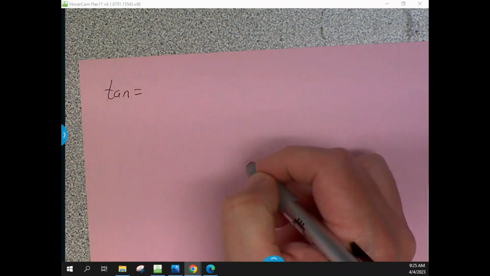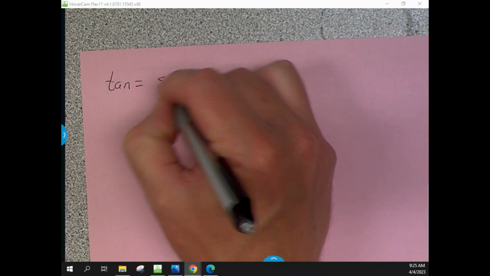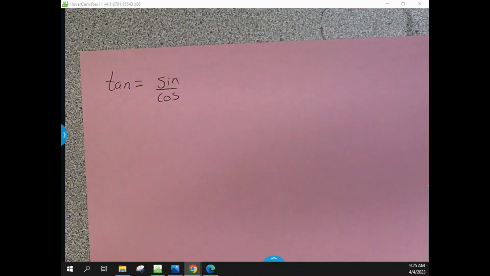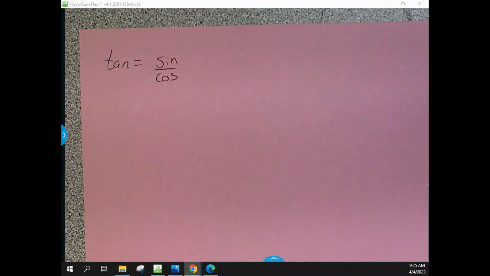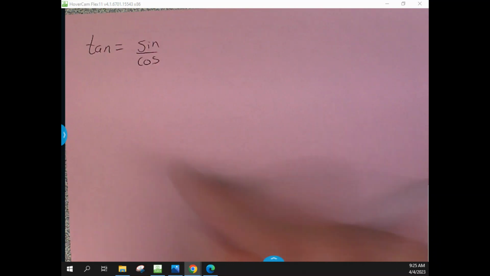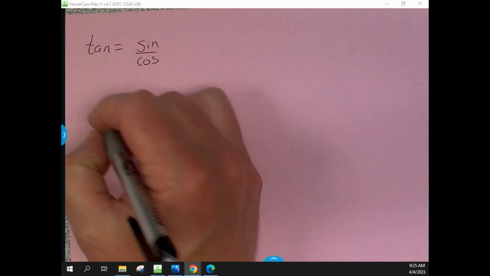So, on the back of your pink sheet, here's what we're gonna do. And we mentioned this yesterday, but we said that tangent is going to be sine over cosine. And there's 3 other new ones we got to throw in here. And again, we talked about this just a little bit yesterday. We'll throw these in.